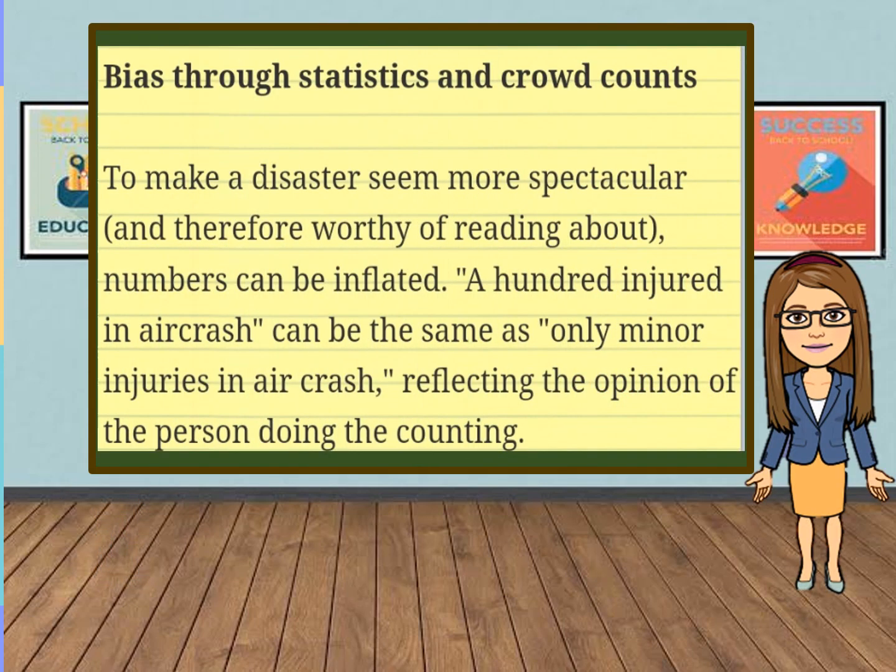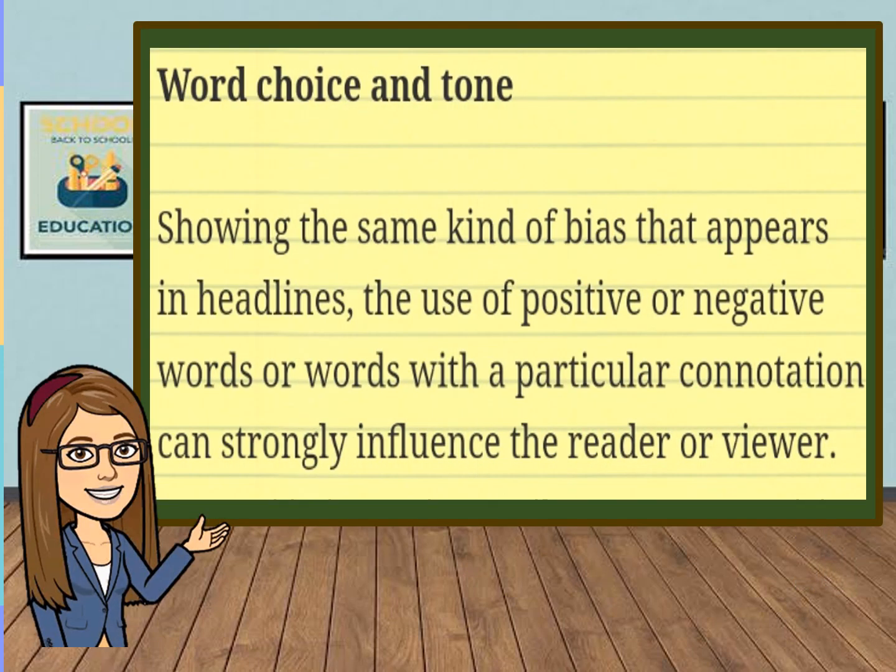Bias through statistics and crowd counts. To make a disaster seem more spectacular, numbers can be inflated. 100 injured in air crash can be the same as only minor injuries in air crash, reflecting the opinion of the person doing the counting. Word choice and tone. Showing the same kind of bias that appears in headlines, the use of positive or negative words or words with a particular connotation can strongly influence the reader or viewer.